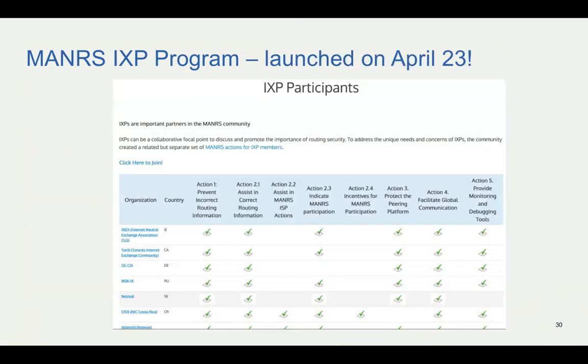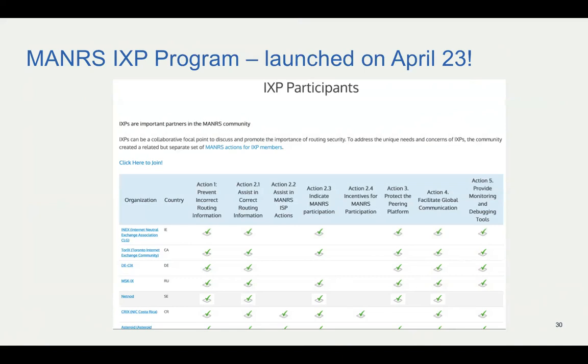So in the spirit of MANRS, because MANRS is not just a declaration of goodwill, right? It's really a public demonstration of concrete commitment and real steps to improvement. A group of IXPs went off two years ago and developed their own set of actions that are applicable for internet exchange points, that can improve routing security, and at the same time are a tangible way to demonstrate the commitment of an internet exchange point to routing security.